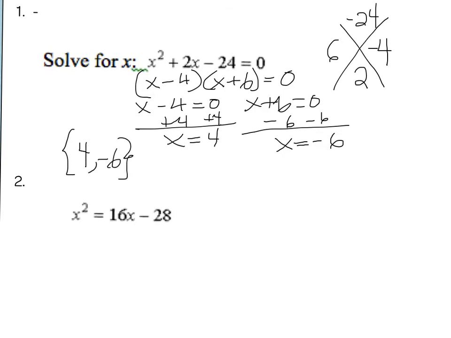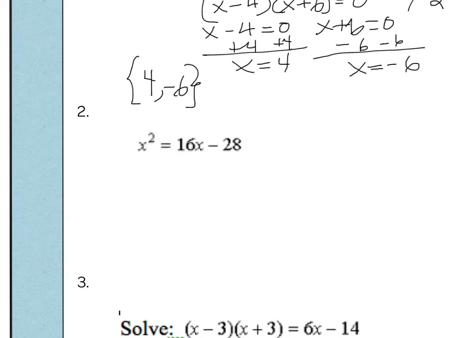Let's look at question 2. Question 2, looking at it right away, x squared equals 16x minus 28, not set up to solve right away. So we need to actually get everything to one side so that we have 0 on one side and everything else on the other. So let's actually subtract 16x from both sides, which would give us x squared minus 16x equals negative 28.